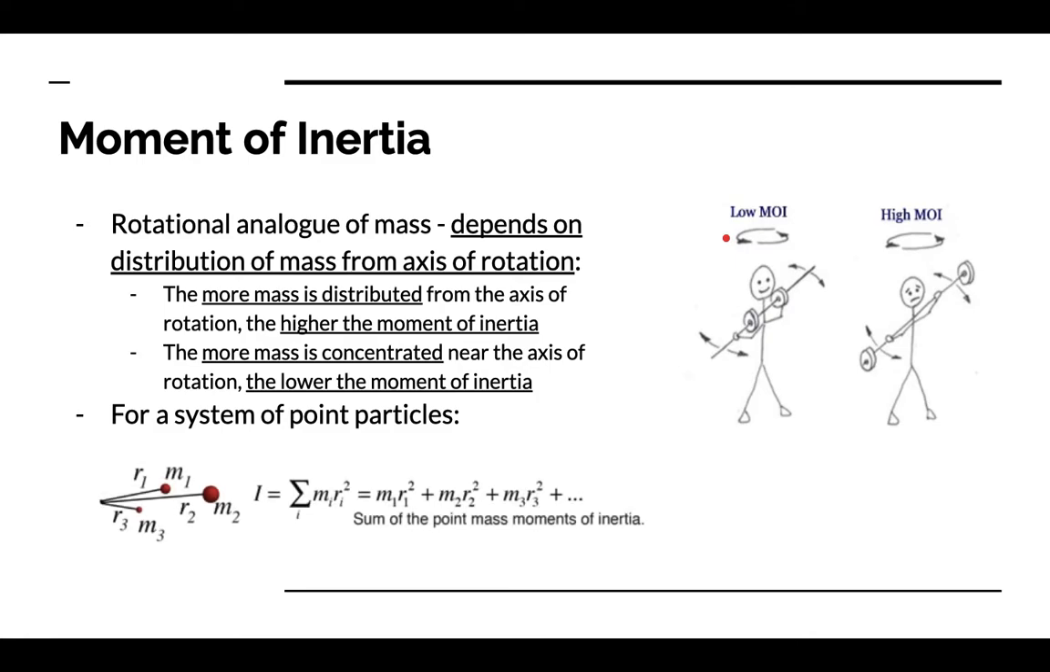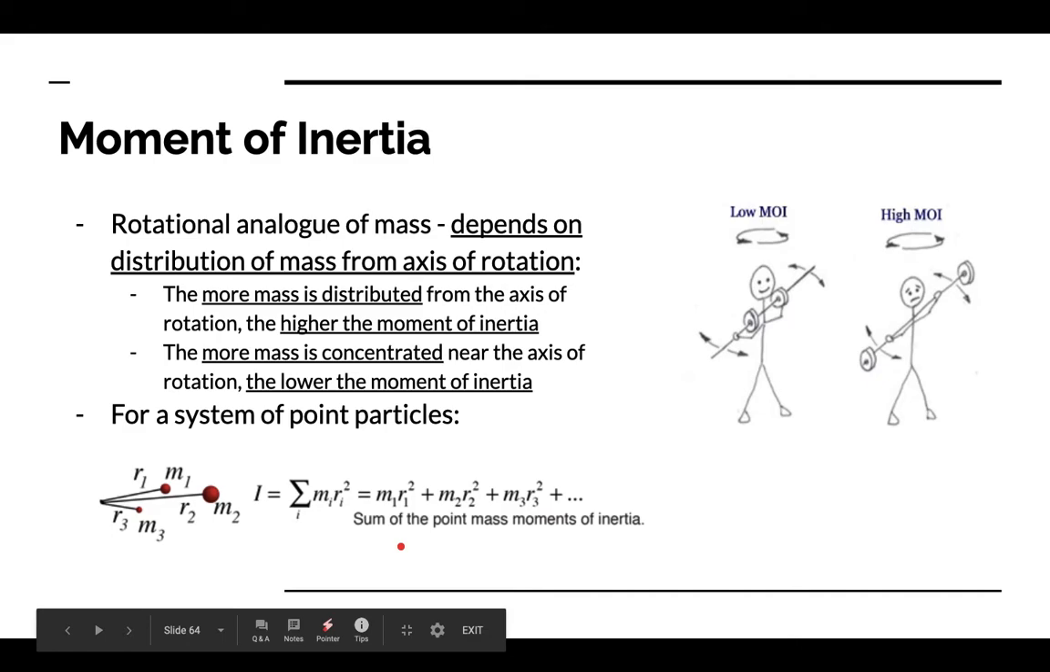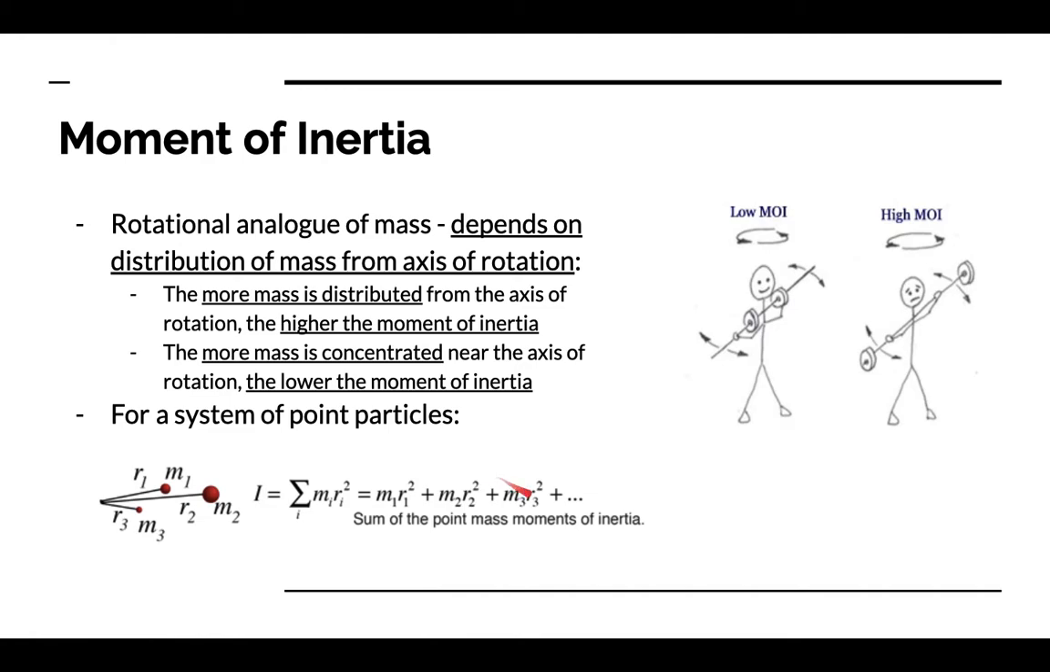For a system of point particles, the moment of inertia is equal to the sum of the moments of inertia of all the point particles. So if we have point particles M1, M2, and M3, the moment of inertia of the entire system is going to be the sum of the moment of inertia of each individual body. The moment of inertia of an individual point particle is m r squared. So for example, right here, if this was a solar system of M1, M2, and M3, the moment of inertia of the solar system would be M1 times R1 squared, plus M2 times R2 squared, plus M3 times R3 squared.